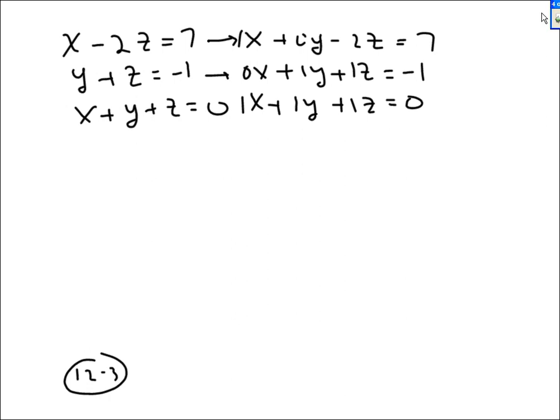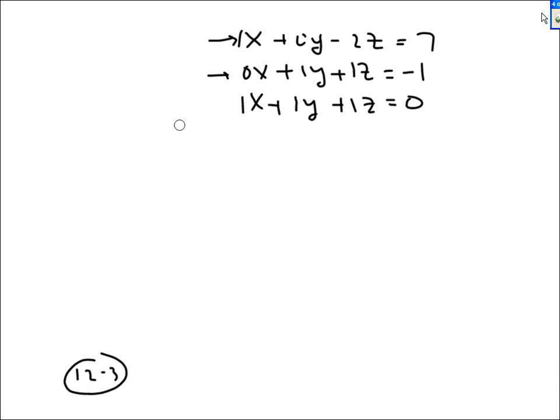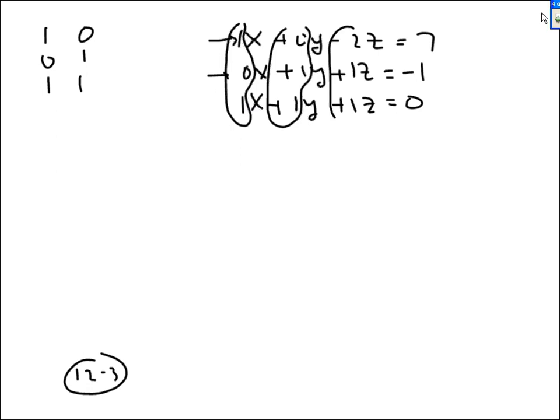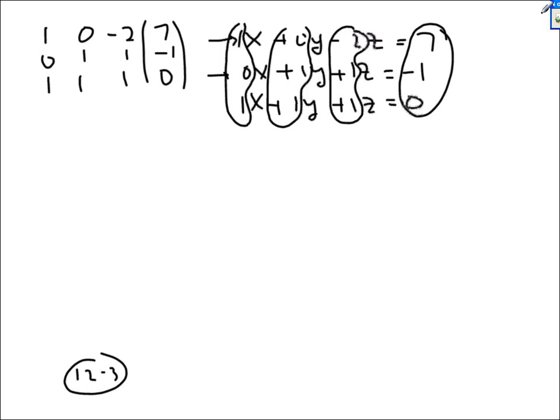So, I can write down the augmented matrix by using just the coefficients. 1, 0, 1, 1, 0, 1, 0, 1, 1, 0, 1, 1, negative 2, 1, 1. The right-hand side is 7, negative 1, 0. This is the right-hand side. And there is our augmented matrix, and we are going to solve this.